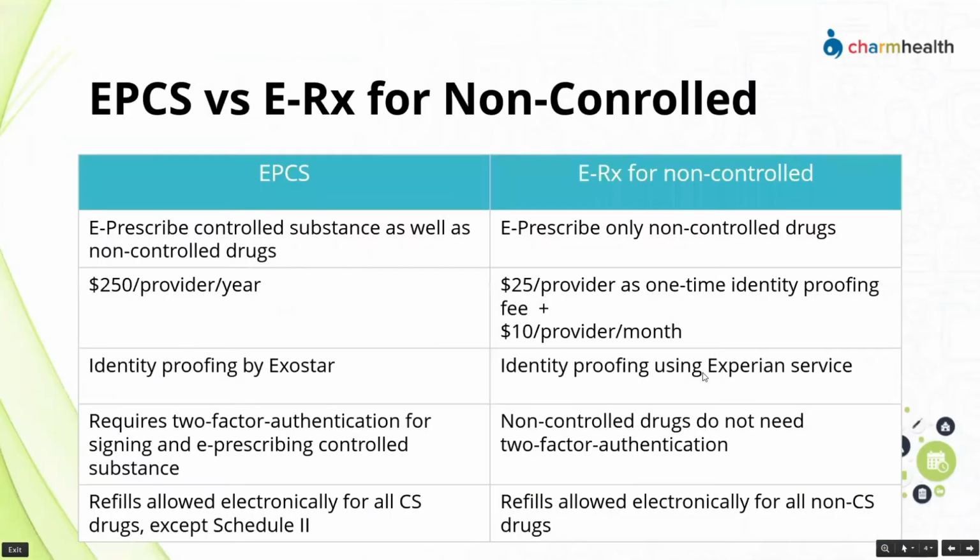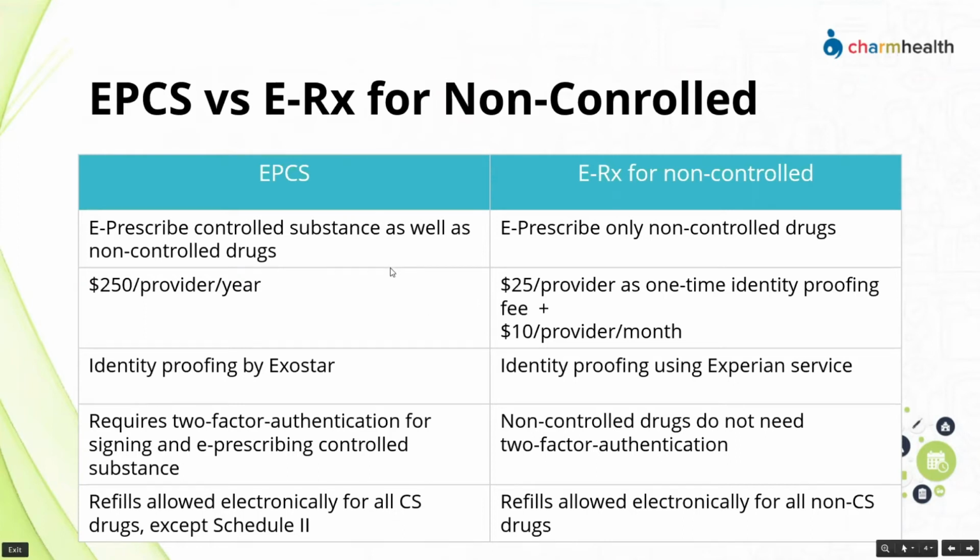So we have two: the EPCS and the eRx for non-controlled substances. You can see EPCS does include regular prescriptions as well. It does the controlled and non-controlled, whereas the eRx is only for non-controlled. The cost for EPCS is $250 per provider per year, whereas for eRx there's a one-time fee of $25 for the identity proofing through Experian, and then it is $10 per month.